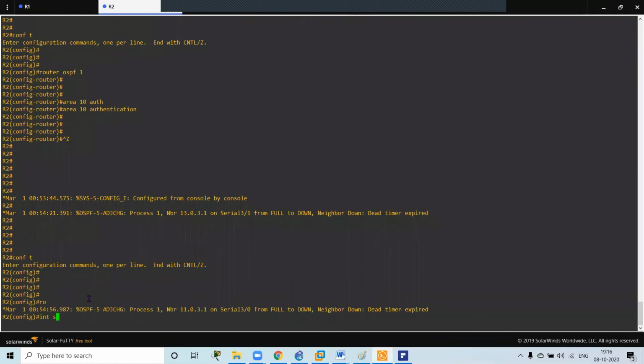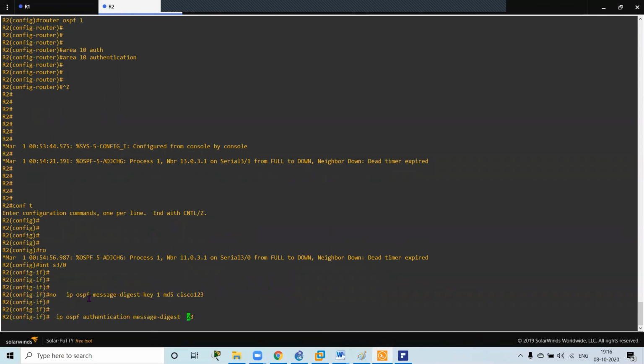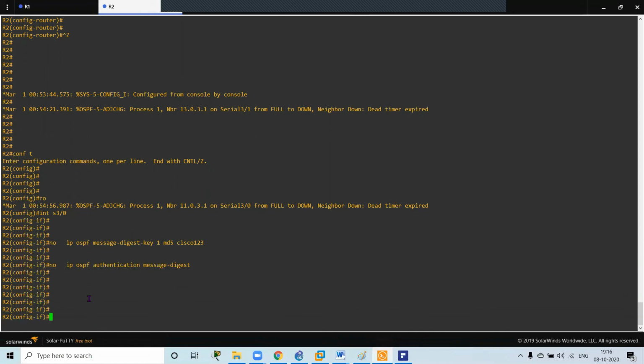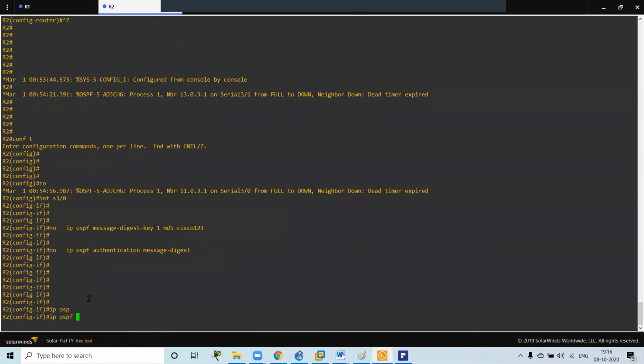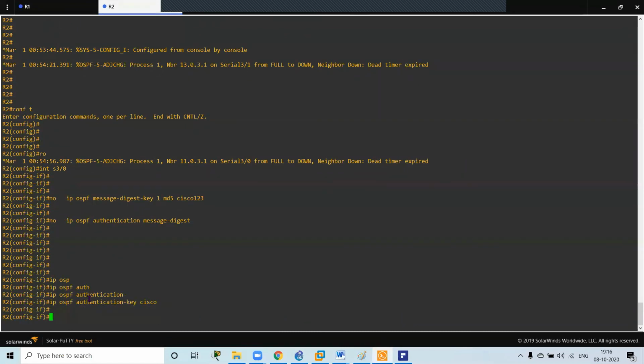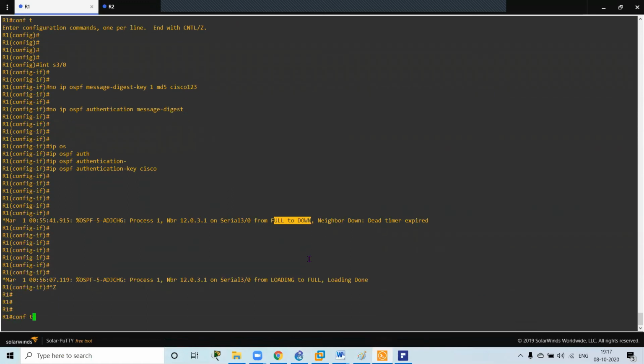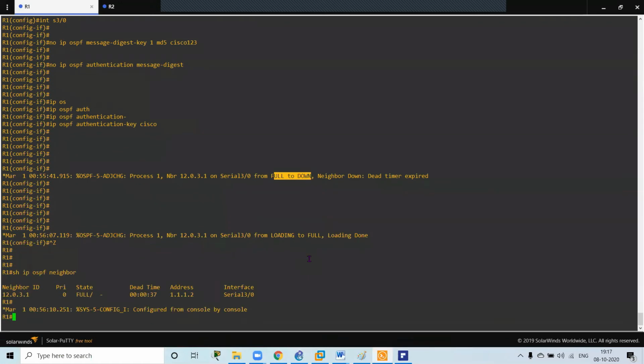Same thing over here, interface serial 3/0. I'll remove the previous configurations. IP OSPF authentication key is Cisco. Unless I do this, my neighborship will be down. Once I do this, my neighborship will come up again. This is process level clear text.